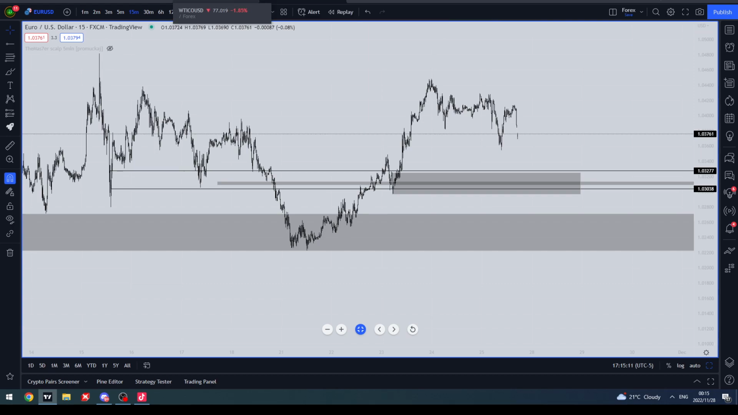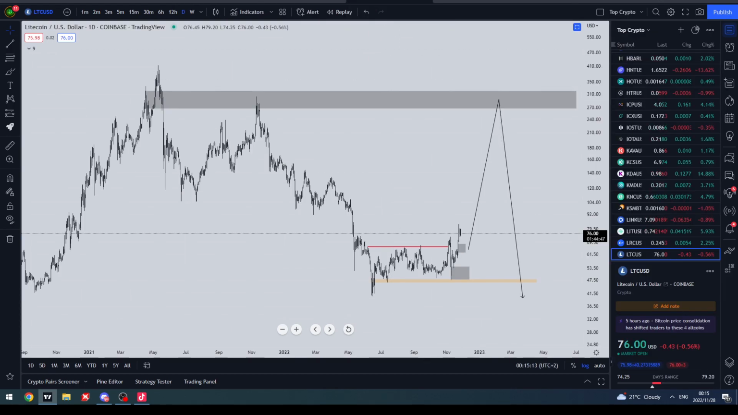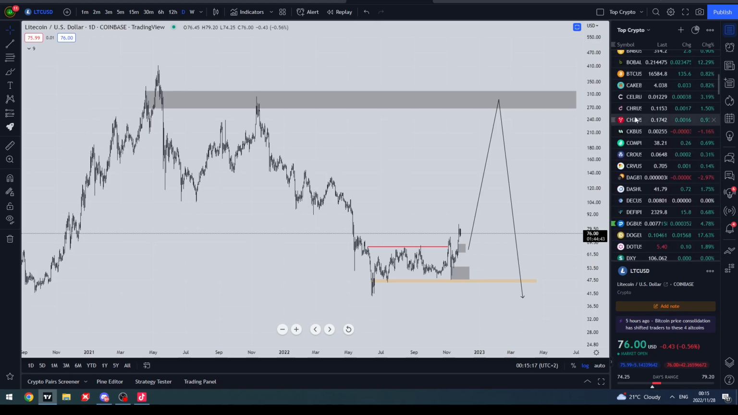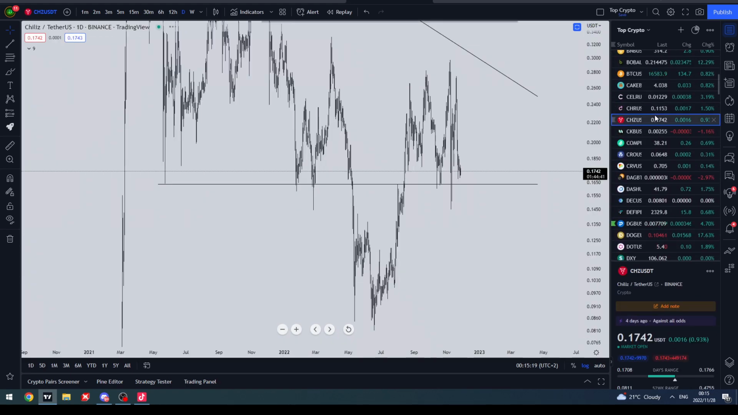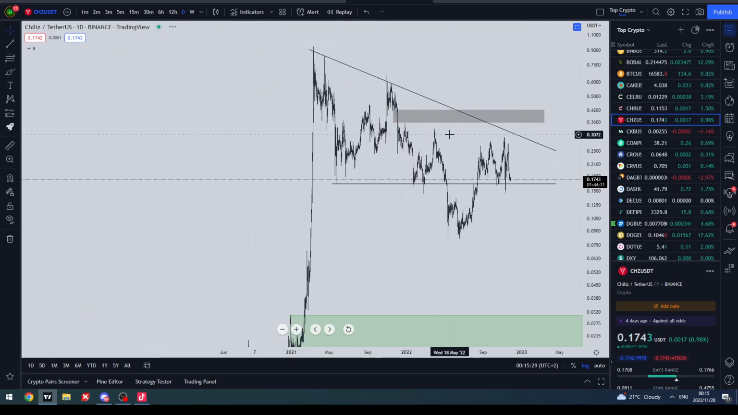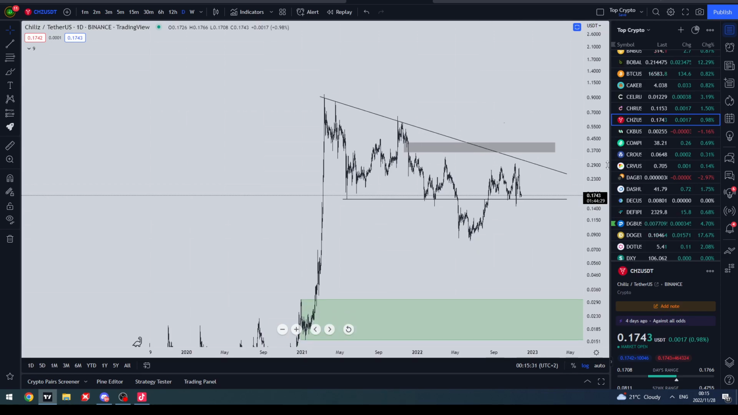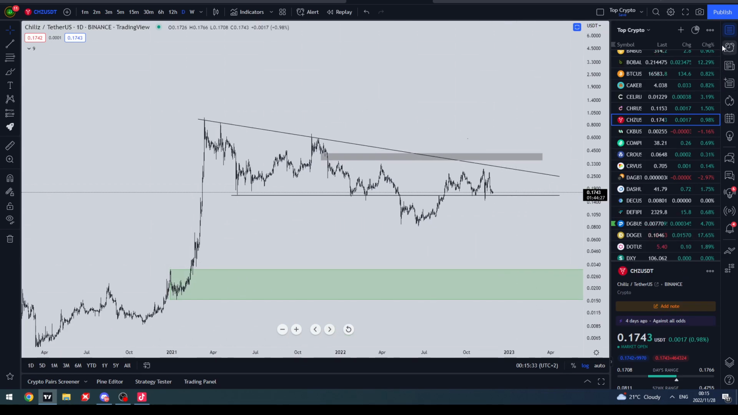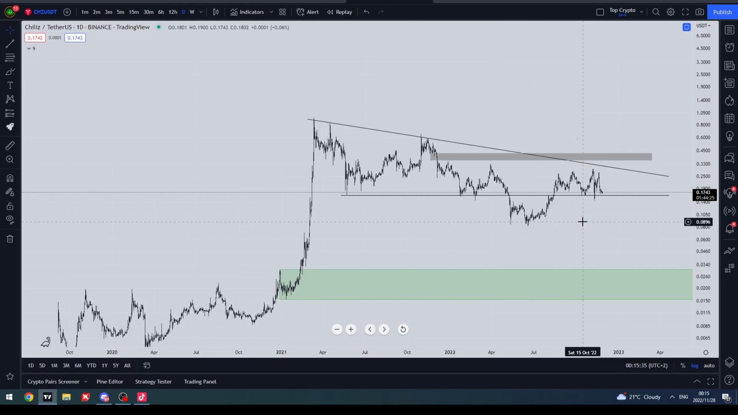Okay, now I really need to finish up here. CHZ. Maybe I'll squeeze in that GBP. CHZ on the daily time frame. Let's have a look for my boys.